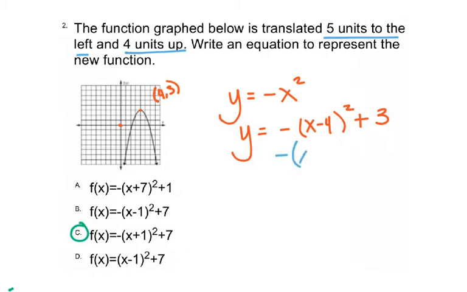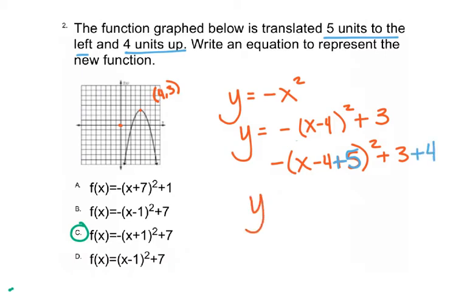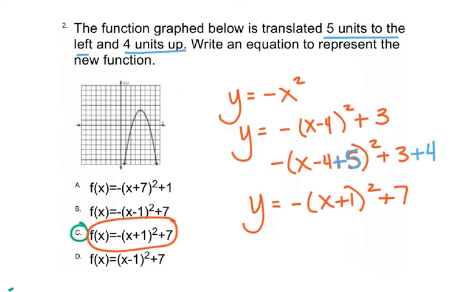So if we want to go to the left, remember that's when we're going to add 5 plus 3. Here, let me do a different color. So this is the transformation, plus 5. And then if I wanted to go 4 units up, I would add 4 to the very end. So my new equation would look like this. Or I could have graphed the answer choices and seen which one took that original parabola and moved it like it was supposed to be. So you could have done either way and got the right answer.